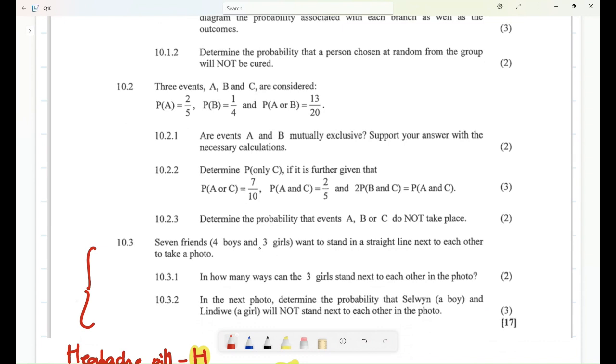Now, determine the probability of P only, or probability of only C. Remember, probability of only C is probability of C minus any intersection, any intersection including C. It's fine, I'll explain it. It is further given that probability of A or C is equal to that. Probability of A and C is equal to that. And twice probability of B and C is equal to probability of A and C. So it means probability of A and C is twice probability of B and C. Right? And we have probability of B and C.